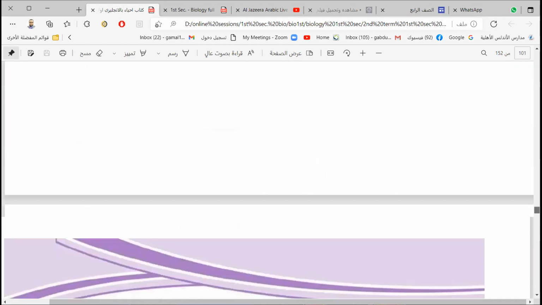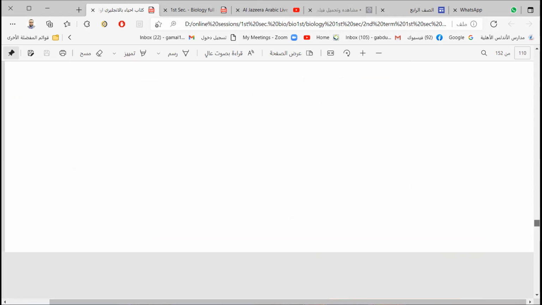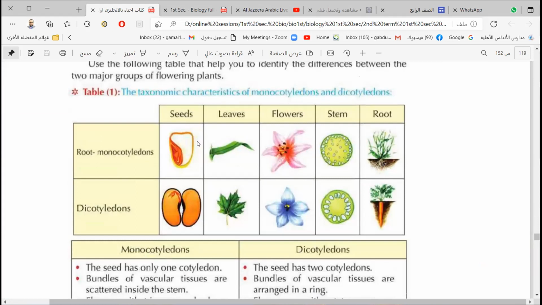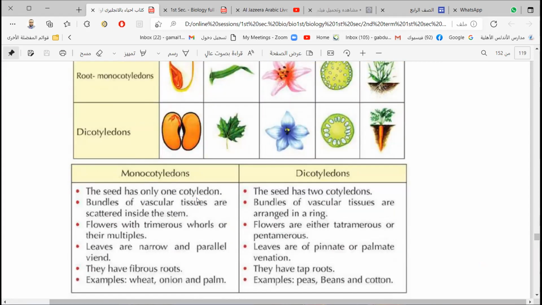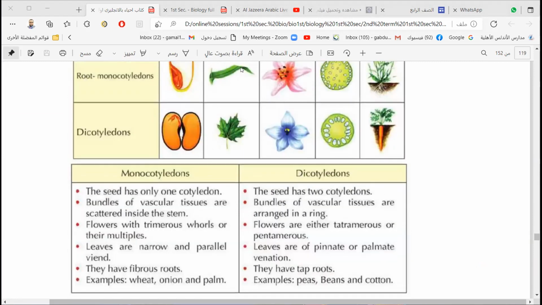Let's go back to the plant again, to revise it again. Plant kingdom again. We have here Monocotyledon and Dicotyledon. Here we have Monocotyledon. The answer is here. They have fibrous roots and parallel veined leaves. The leaves are narrow and parallel veined. The leaves are parallel veined, like the maize or the corn plant. These leaves are parallel veined, like this.